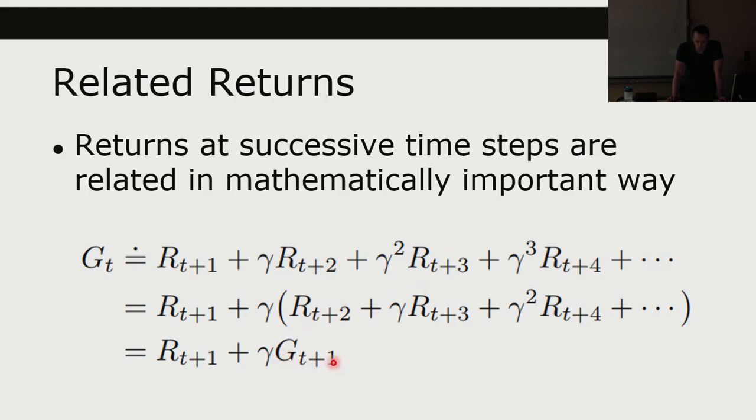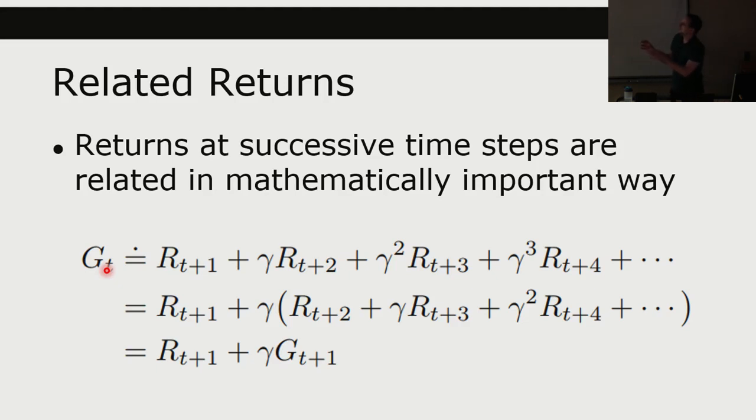Then G of t plus 1 is R of t plus 2, and so on. And so the return that I get at a particular state is equal to gamma times the return I would get at the next state plus the return that I just got. What this means is that the return I get at a particular state is related in some mathematical way to the return that I would get at the next state plus my reward.